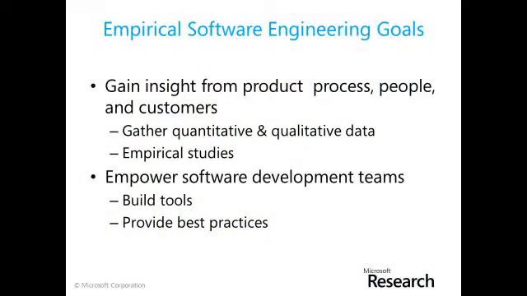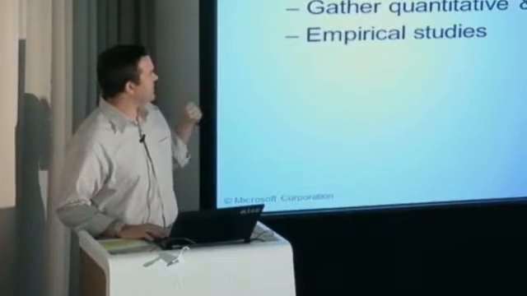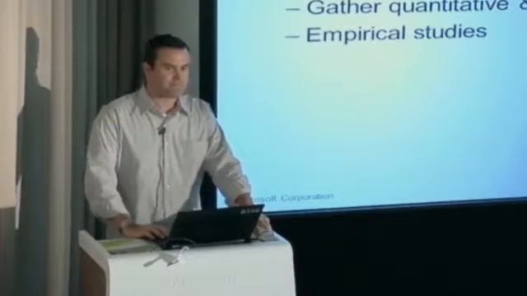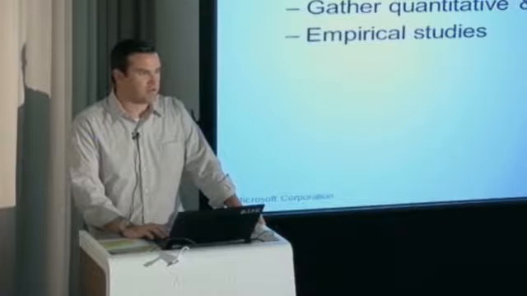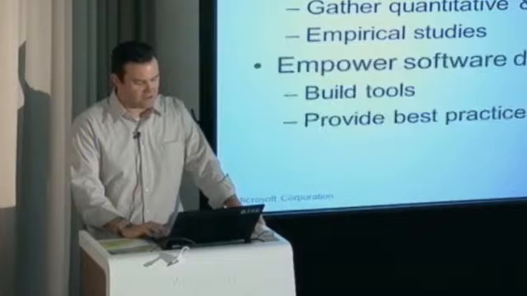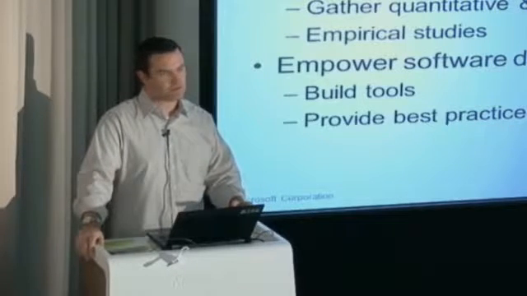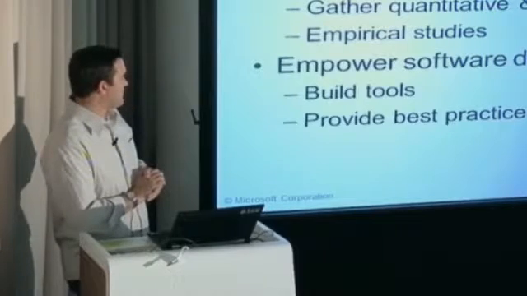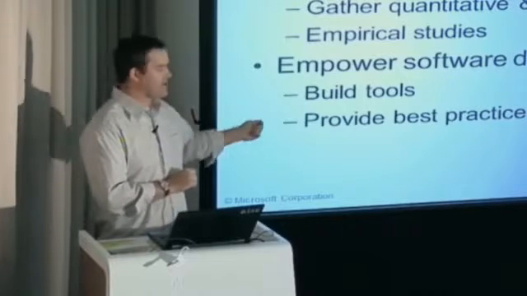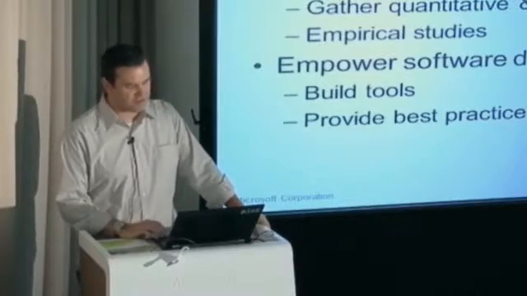In our group, we have two main goals. One is to gain insight and understanding from product processes, from people, from customers. If you went to the keynote this morning, Wolfram talked a little about what we do. We gather quantitative and qualitative data. We do empirical studies to try to understand how things work. And then once we're able to test a hypothesis or understand how a certain process works and what its effects are, we try to help software development teams by providing tools when we can, evidence and database tools, and also making recommendations, providing best practices and suggestions for them to improve their process.